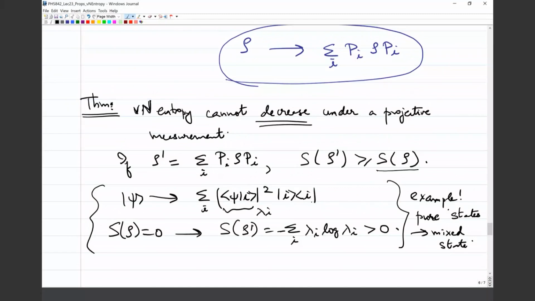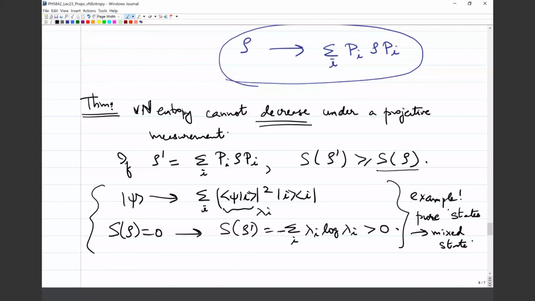then this inner product will become a delta function and I will just be left with a single state in the summation, right? That is a case in which your initial entropy was 0 and your final entropy was 0. But that's a very special case. So unless I am in an eigenstate of that observable itself, the quantum entropy will increase under a projective measurement. It cannot decrease.